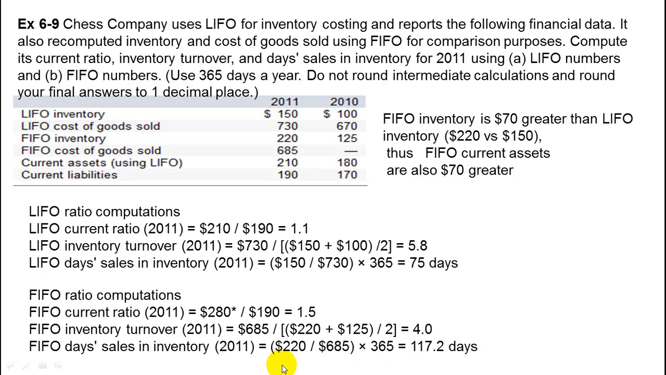And then the last thing is the FIFO days sales in inventory for 2011. It'll be the 220, which is the FIFO inventory, divided by the 685, which is the FIFO cost of goods sold. That combination, times 365, will give us 117.2 days of FIFO days sales in inventory.